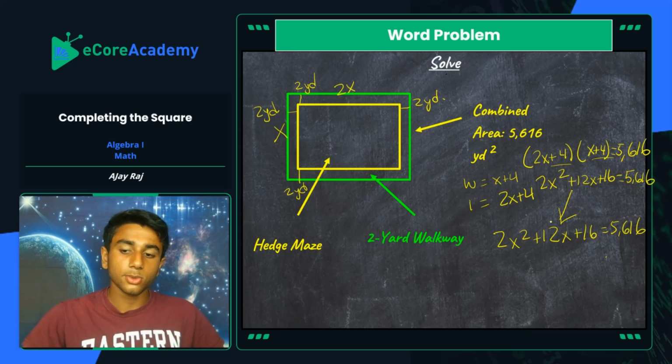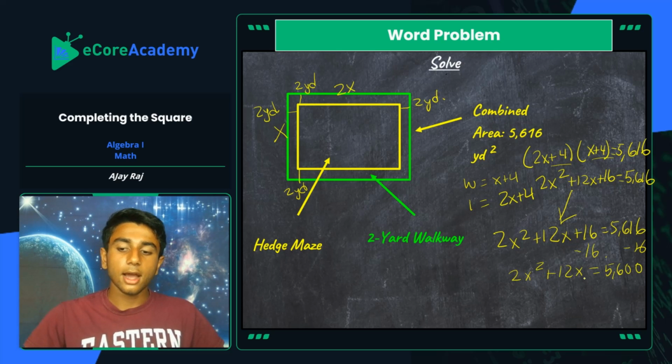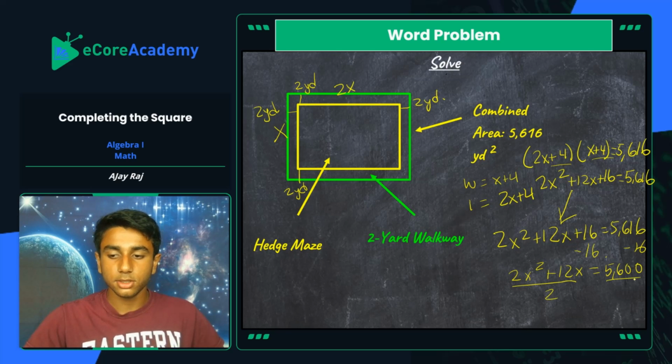So now what we have to do is subtract that 16 from both sides. When we do that, we're left with 2x squared plus 12x equals 5,600. Now we can literally start our process of completing the square. So next, we have to make sure that a is equal to 1, so we're going to divide both sides of the equation by 2. We get that x squared plus 6x equals 2,800.